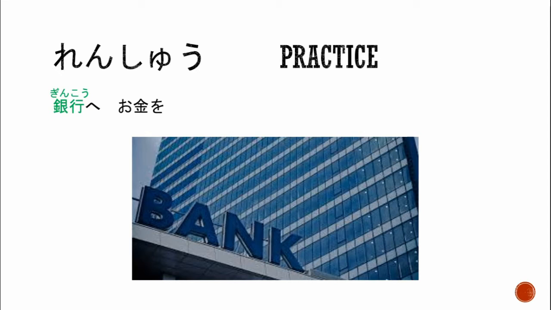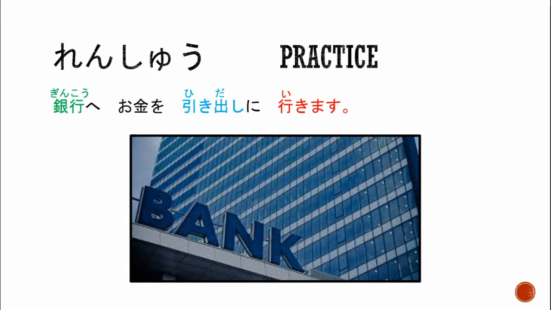Okane o. Then the next part of our sentence would be the action verb we're going to do once we're at the bank. And so to pull out is hikidasu. And so in stem form plus ni, we'd say hikidashi ni. And since we are going to the bank as opposed to coming to the bank, we end it with ikimasu. That is how you'd say, I'm going to the bank to pull out money. Say it after me. Ginko e okane o hikidashi ni ikimasu.